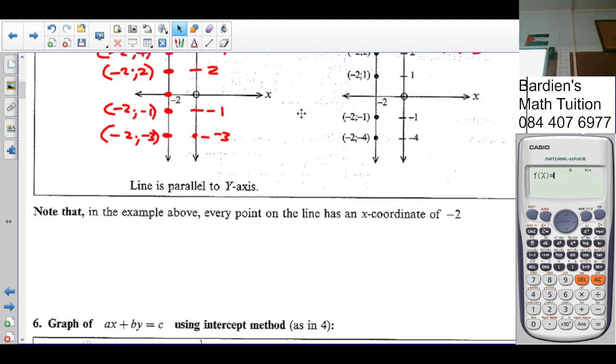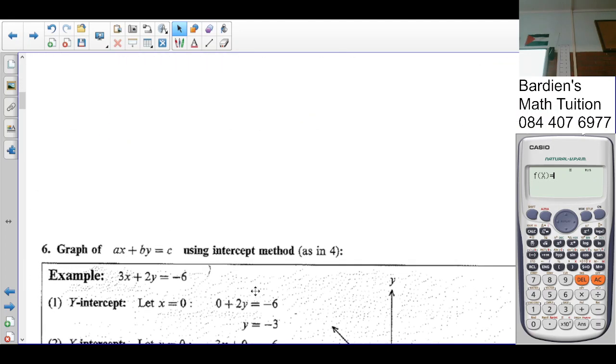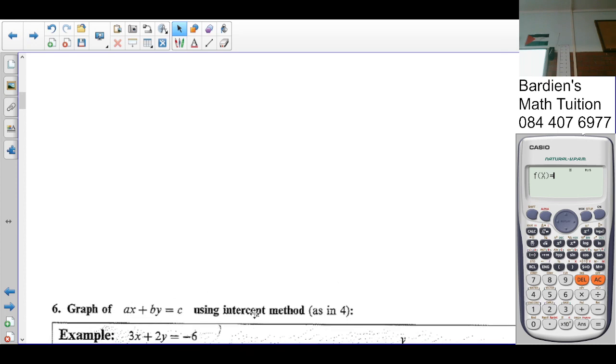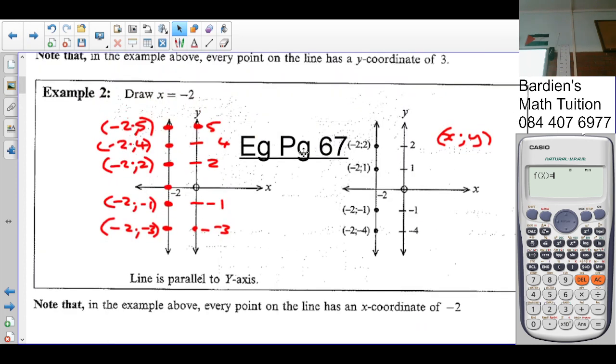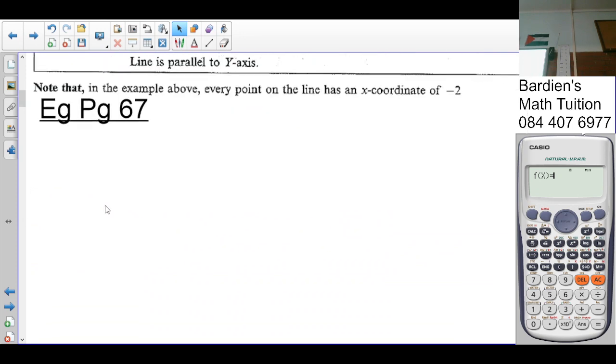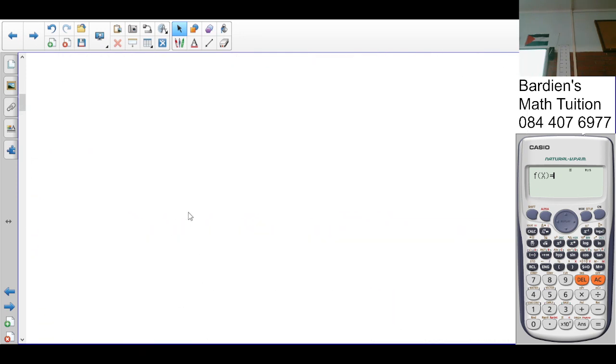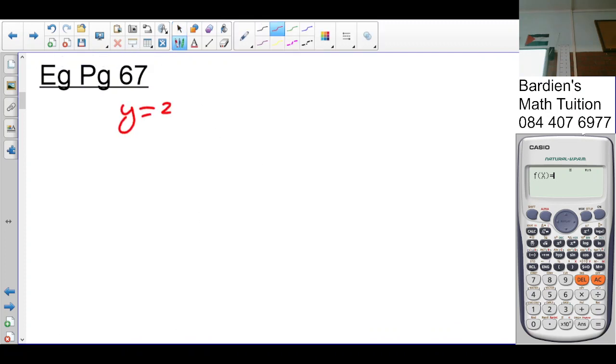Alright, so let's look at the graph. I want you guys to sketch this graph: y is equal to 2 and y is equal to negative 3. Sketch both graphs on the same system of axes, on the same Cartesian plane. Can you do that? So do the first one.